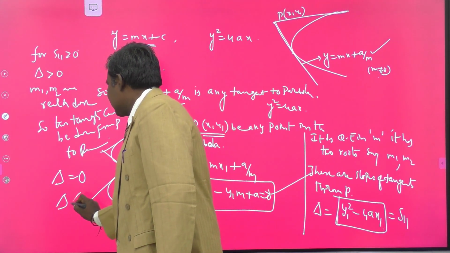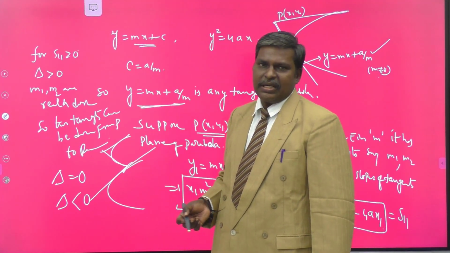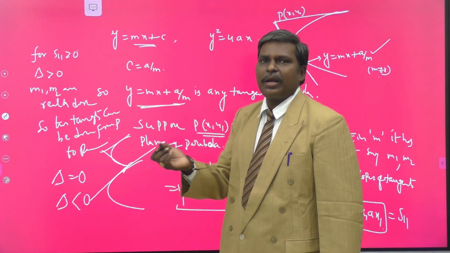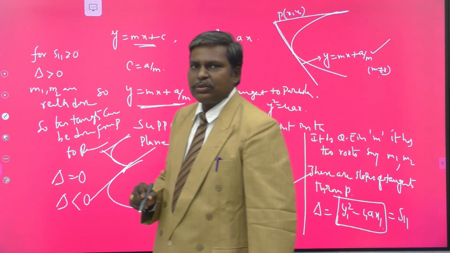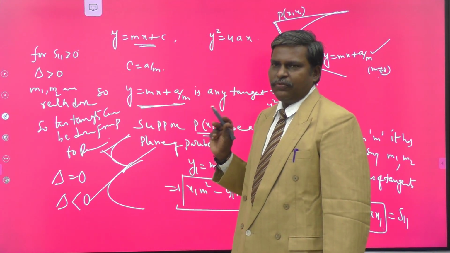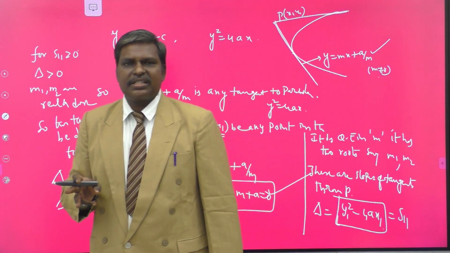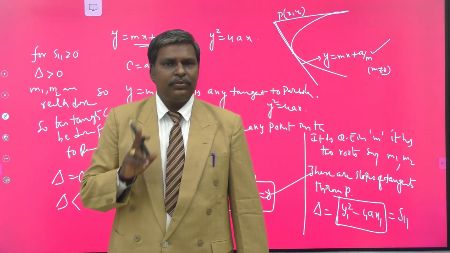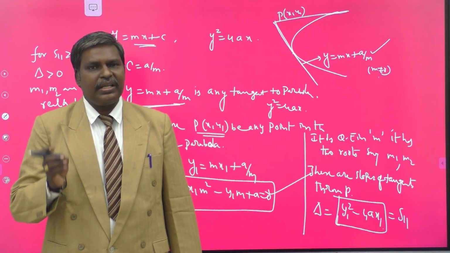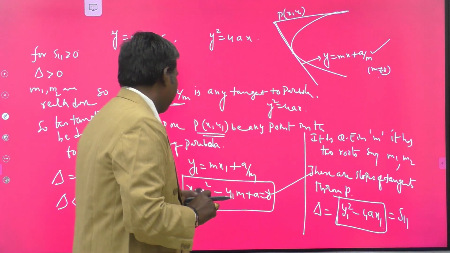Similarly, for delta less than 0, we conclude that both roots are imaginary. That means there is no tangent through the point to the parabola. In this manner, we can crack this one. Final conclusion is what? Point outside, two tangents can be drawn. Point on, only one tangent at that point. If it is inside, there is no tangent through the point to the parabola. Okay.